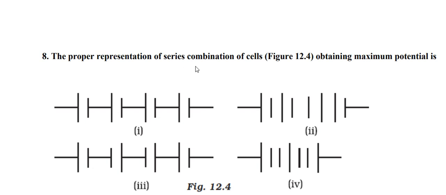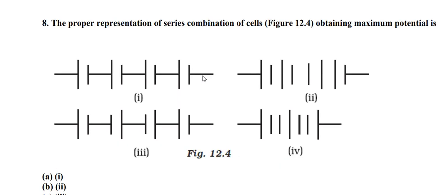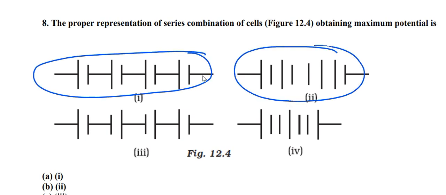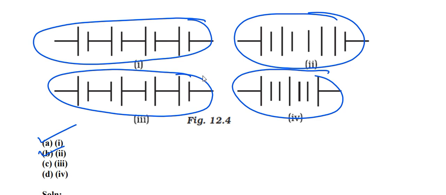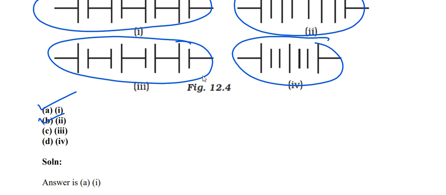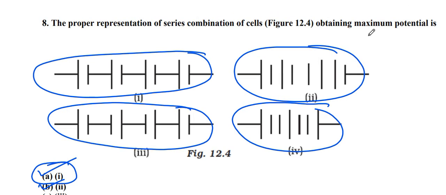Next question you see: the proper representation of series combination of cells. Now this is a question on cells, right? Here is the cell, one is here, this one, this one, this one. See carefully: A 1 connected, no. B 2, no. C 3, no. D 4, no. So what will be the answer? Let's see. We go through option A and it is the best option satisfying the condition given in your question.